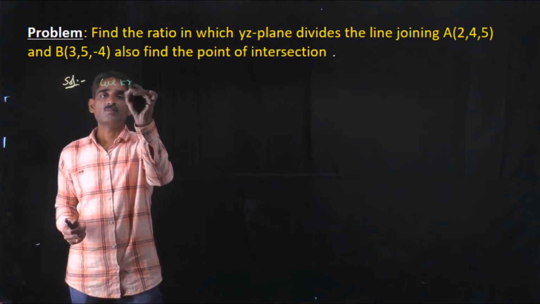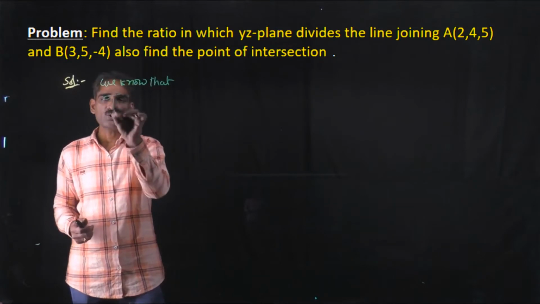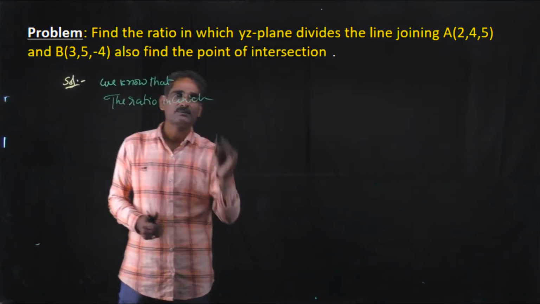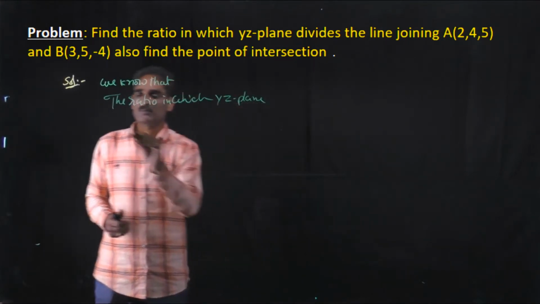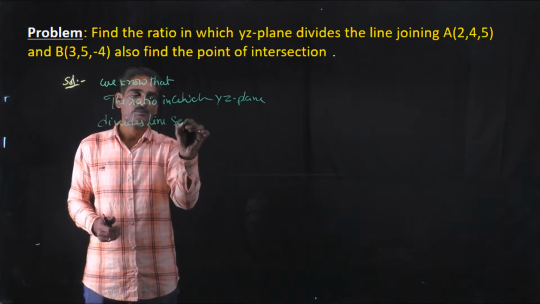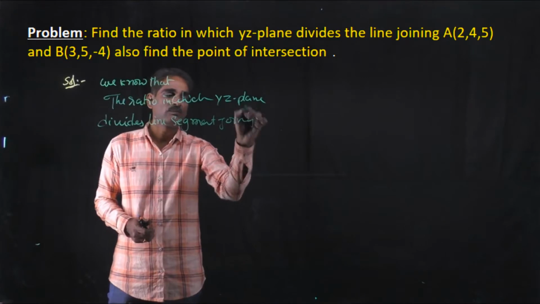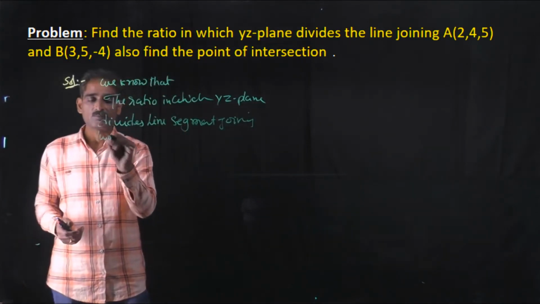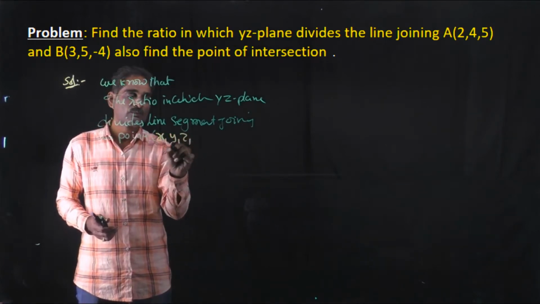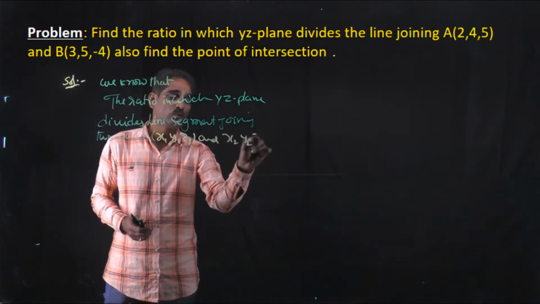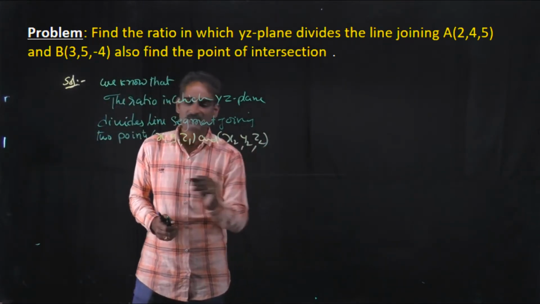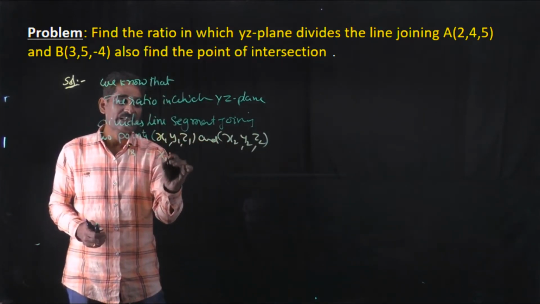We know that the ratio in which the YZ plane divides the line segment joining two points x1, y1, z1 and x2, y2, z2 is minus x1 is to x2.